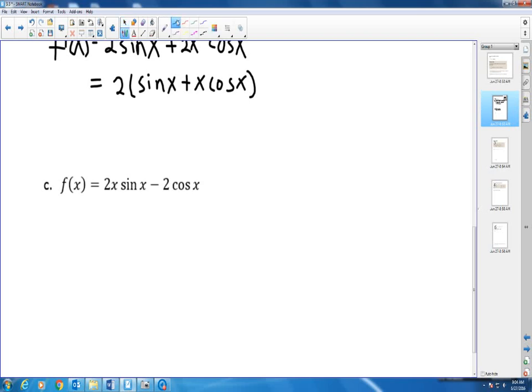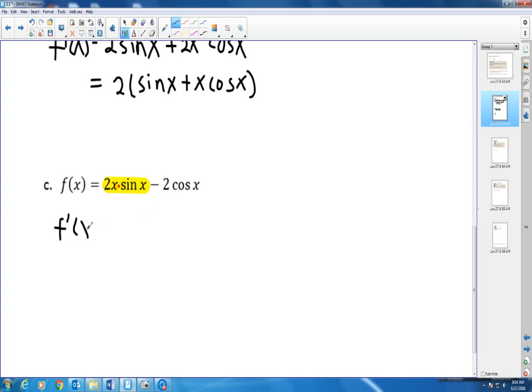Alright, so let's take a look. This is the difference of two functions, so I will need to take a derivative of this function first. Now I'll take a derivative of the other one. So again, this is 2x times sine of x. I'm going to say it again: looking at 2x as the first one, and sine x as the second one.